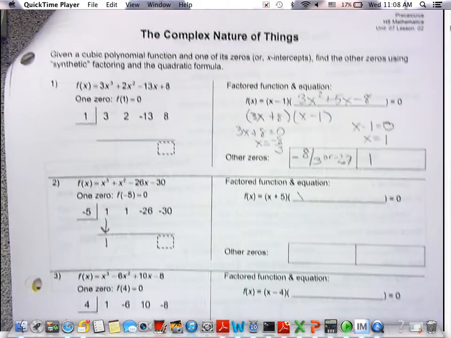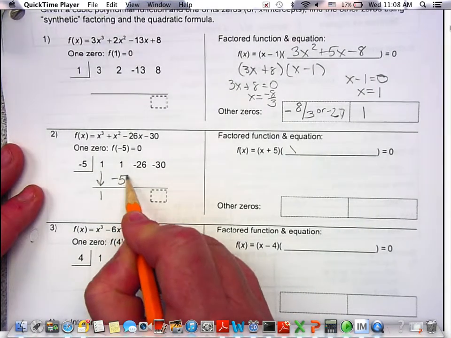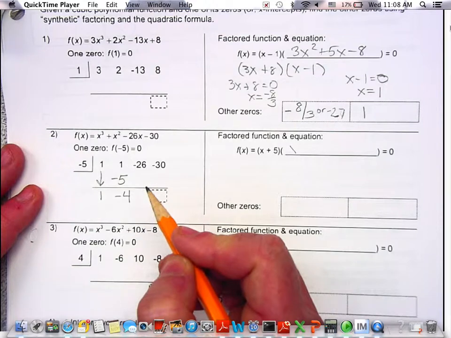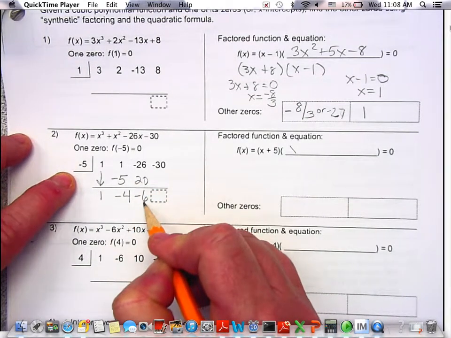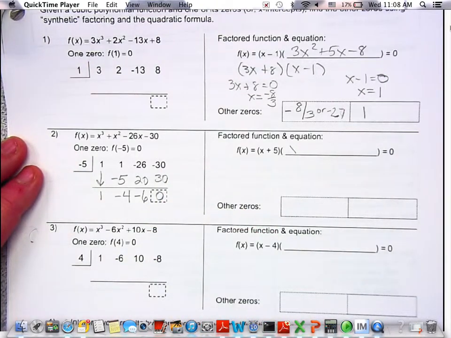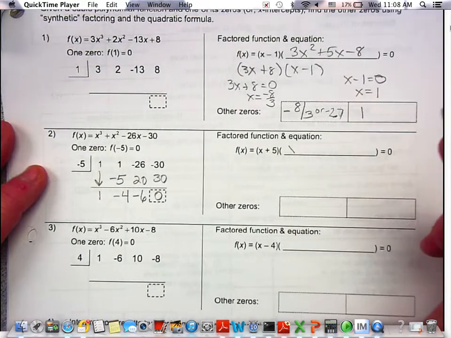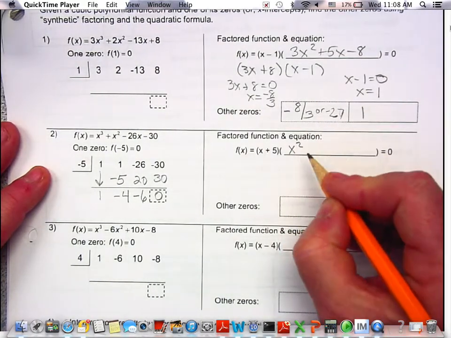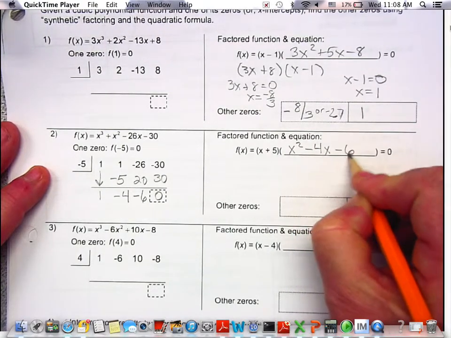Okay, so let's look at number 2. When you bring down the 1, this is negative 5. You get negative 4. When we combine them, negative 4 times negative 5 is 20. This will be negative 6. Negative 6 times negative 5 is 30, and we get 0. So what's the factor? x squared minus 4x minus 6. Everybody get that okay?